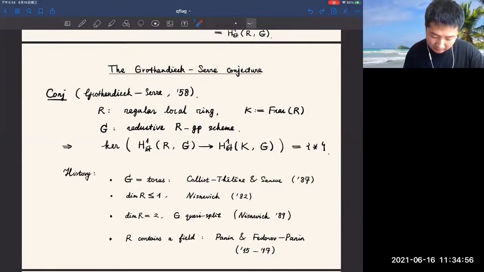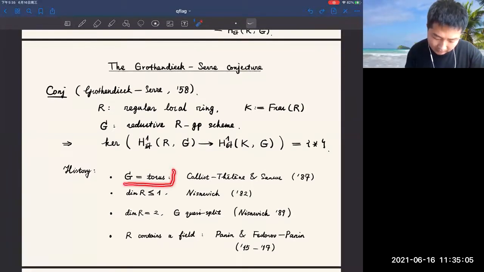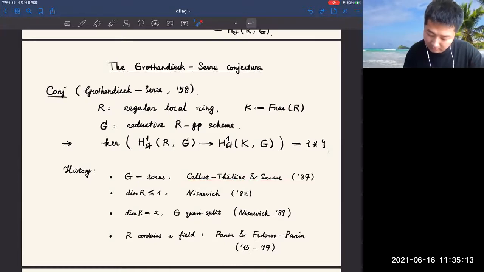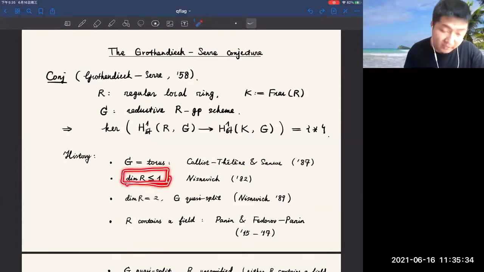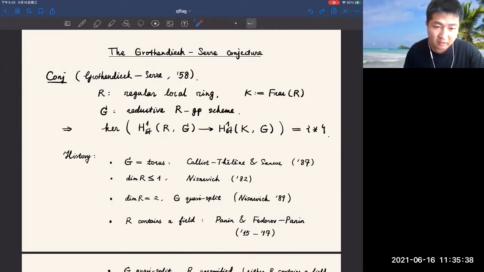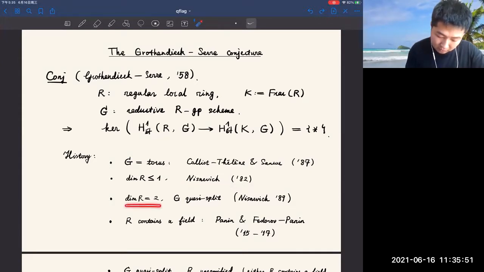Over the decades, many authors have studied this conjecture. For the history, first, when G is a torus, it was proved by Colliot-Thélène and Sansuc in 1987 by using flasque resolutions. This case is very important for further cases and in many other proofs as a fundamental case. And the one-dimensional case was settled by Nisnevich in his PhD thesis. He used Harder's weak approximation and some unpublished theorem of Tits, using Bruhat–Tits theory. And the two-dimensional case, when G is quasi-split, was also proved by Nisnevich.